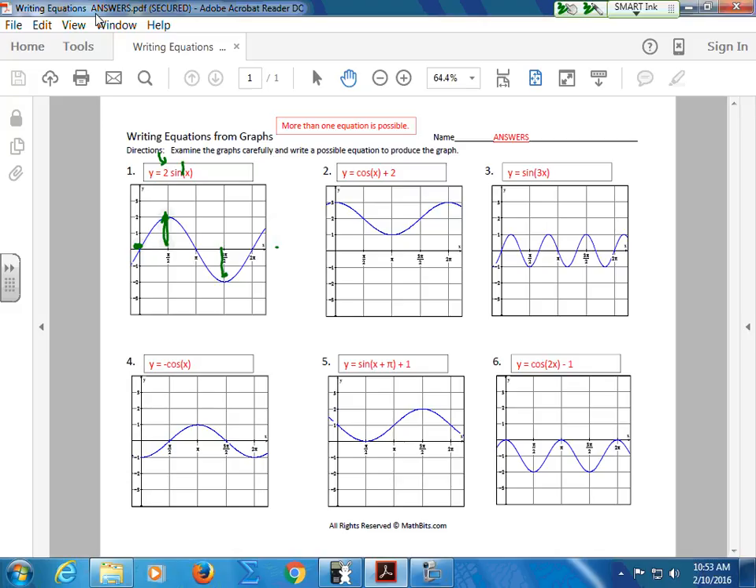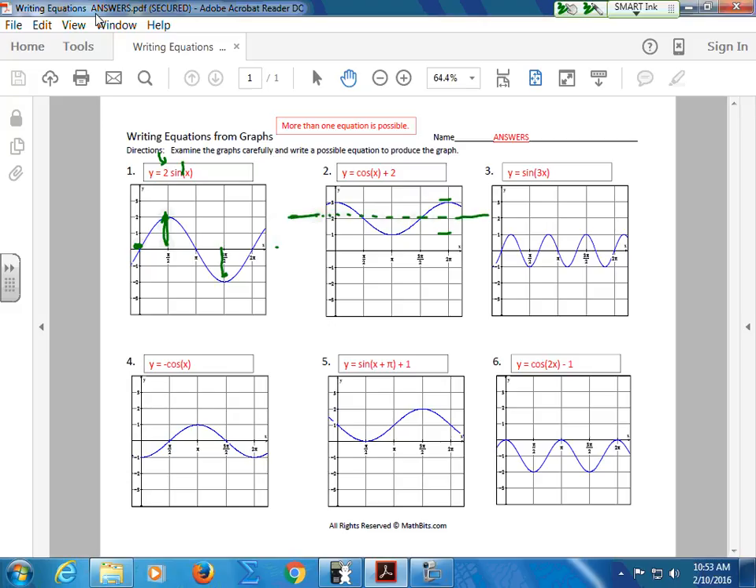Now the next guy, find your midline. How do I find my midline? Count from the highest to the lowest. You have 2 spaces. What's half of 2? 1. So it's either going down 1 or up 1. You still get your midline.